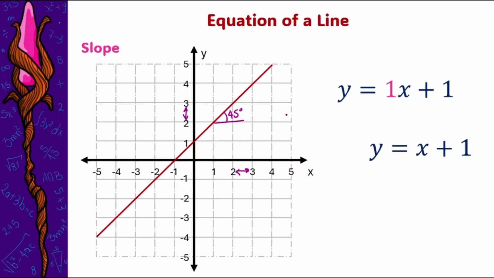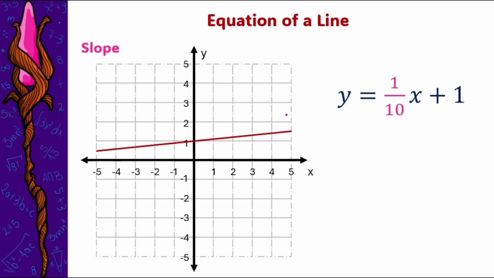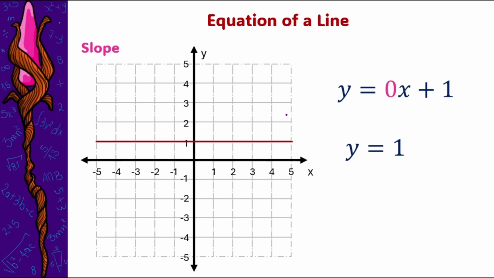Let's see what happens when we make it smaller. 1/2, 1/3, 1/4, 1/10. Notice how it gets closer to the horizontal line. And actually, when the slope is 0, we are talking about a horizontal line. So we don't need to write this part. In this case, it would be just y equals 1, because that's the point where it crosses the y-axis.